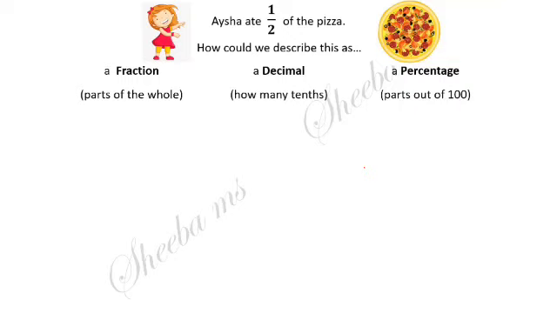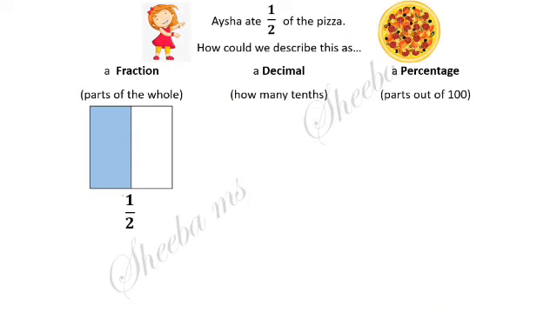Let us see. We know a fraction means a part of a whole. Here Aisha ate half of the pizza. Let us show this through a diagram. Aisha ate half of the pizza, so we can write 1 by 2. As a fraction we can write 1 by 2.